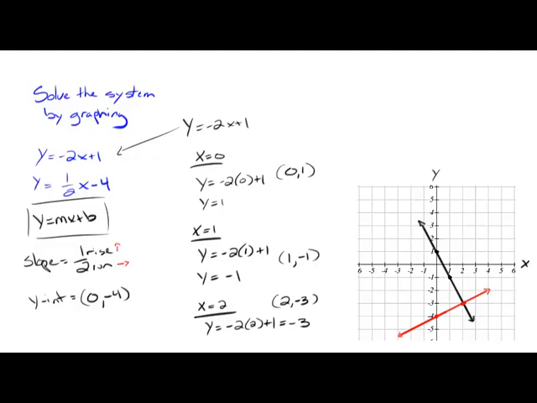And then the solution to the system is where those 2 lines intersect, and that happens right here. And that point has an x value of 2 and a y value of negative 3. Or in other words, I could write that as an ordered pair as 2, negative 3.